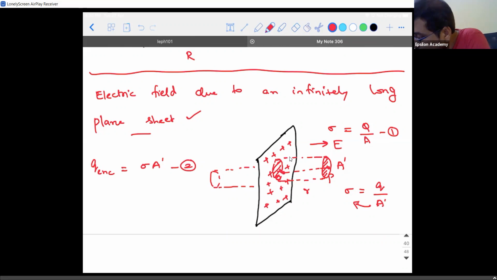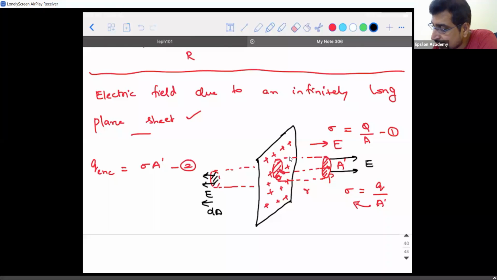And the electric field through this surface will be in the radially outward direction. Similarly, the electric field this side will also be in the radially outward direction, E. For this also, the area vector is in the leftward direction, dA, or I will take it as A dash.